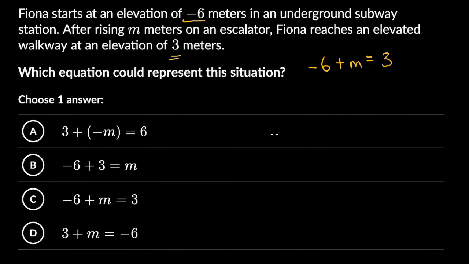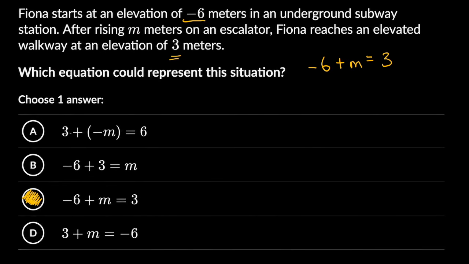So let's see if any of these choices are exactly what I just wrote. So if I look here, it actually looks like choice C is exactly what I wrote. We started at -6, we added m meters to our elevation, and we got to +3. So I like choice C here. But we could validate that these other ones don't make sense.